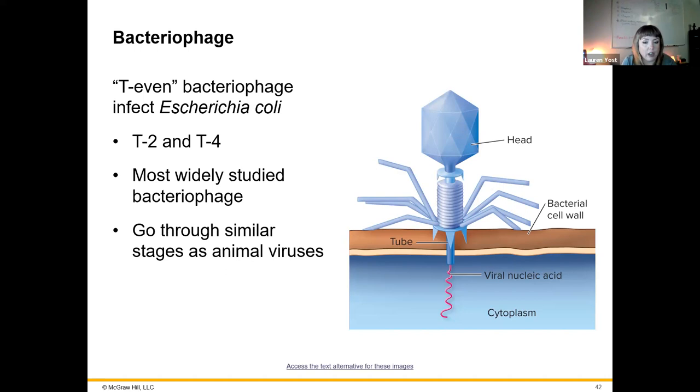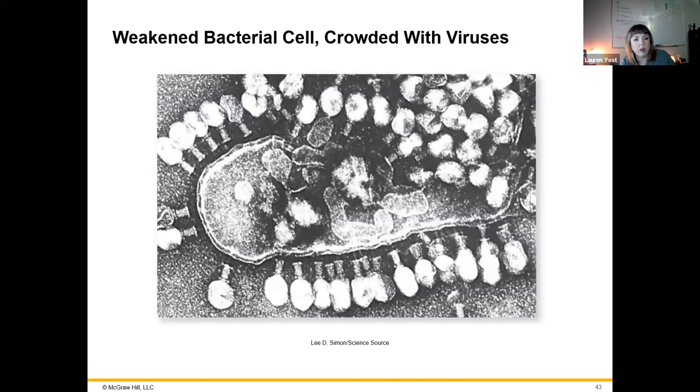But this is essentially how they work. They inject their nucleic acid into the cytoplasm of the bacterial cell and then go through similar stages as animal viruses would, except they just don't enter into the cell, right? Here we have a weakened bacterial cell wall that has just been crowded with viruses that are trying to inject their DNA into the bacterium.